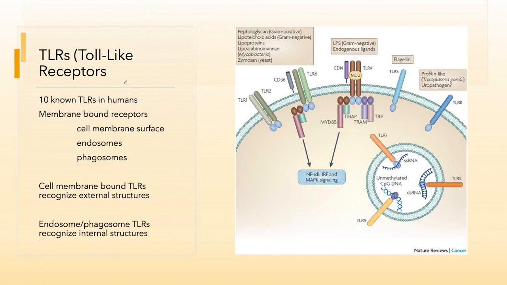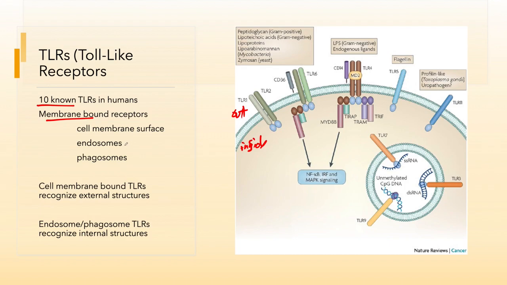So the toll-like receptors. There are 10 known in humans. They are membrane-bound receptors, and they are found on the cell surface. Here you can see they are transmembrane or integral proteins that span across the cell membrane of the cell. This is the inside, of course, and you can see the outside.